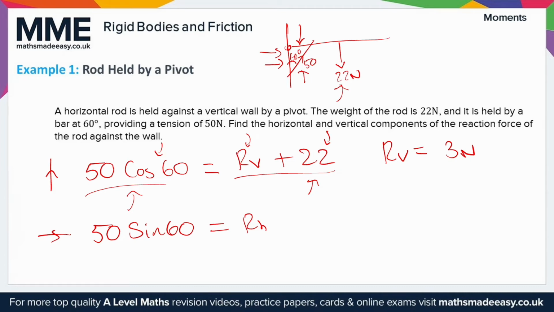Okay, so then what does RH equal? Well, it'll equal 25 root 3, which is correct, but not how we would tend to give forces. We would tend to give it as a decimal. So let's say 43.3. And then this again is a force, so it's going to be in newtons, and we're done.